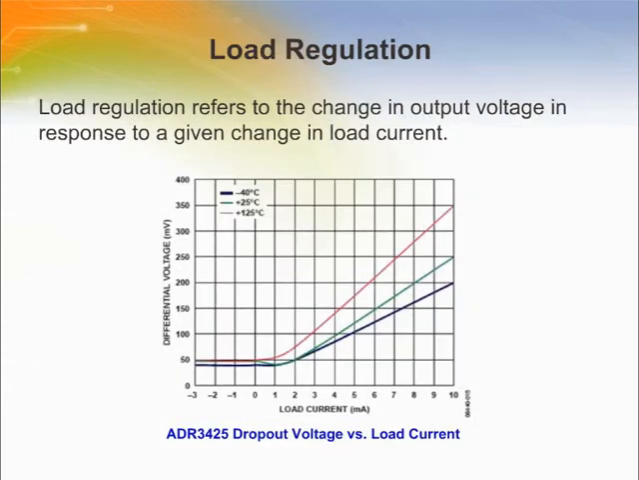Load regulation refers to the change in output voltage in response to a given change in load current, and is expressed in microvolts per milliamp, parts per million per milliamp, or ohms of DC output resistance. This parameter is important if the reference load current changes while the reference is operating. The parameter is a DC parameter and is specified typically at DC.